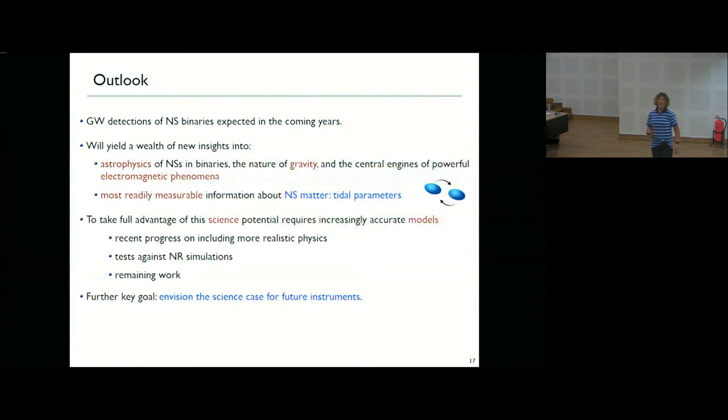So just to summarize, in general, gravitational wave detections of neutron star binaries and neutron star black hole binaries are expected in the next few years, and everyone is quite excited about them because they will bring new phenomena as compared to the black hole observations that we have seen so far. We will get a wealth of new insights into the astrophysics of neutron star binaries, the nature of gravity, and the central engines of gamma ray bursts.